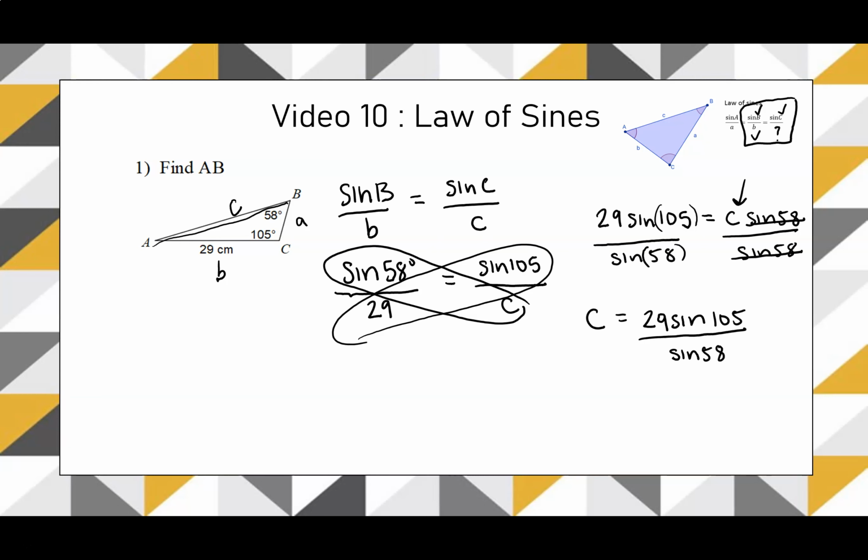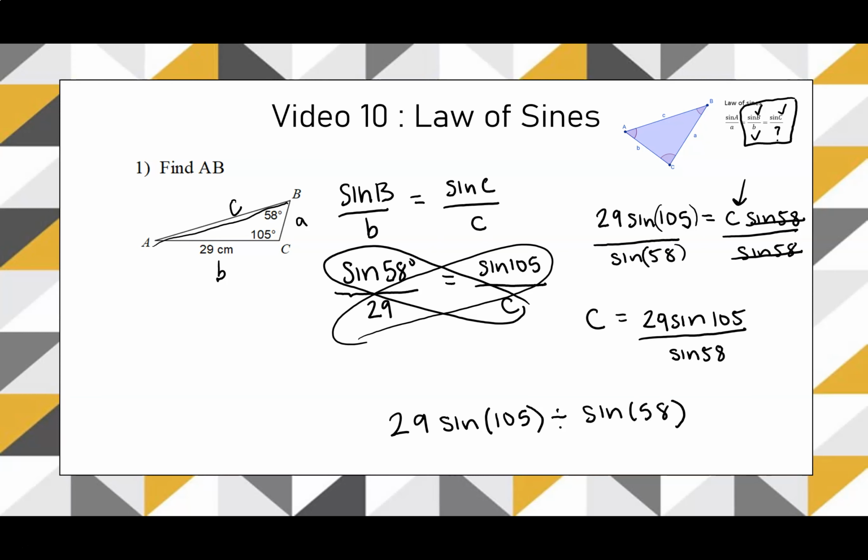Now, I'm a little bit worried about you guys putting this in your calculator. Make sure when you do this, you put in your calculator 29 sine, and then a parentheses pops up. You put in your 105, you close off your parentheses, and then you can put in your division sign, and then sine of 58. And right here, it actually doesn't matter if you close your parentheses or not, but let's get in the habit of closing that.